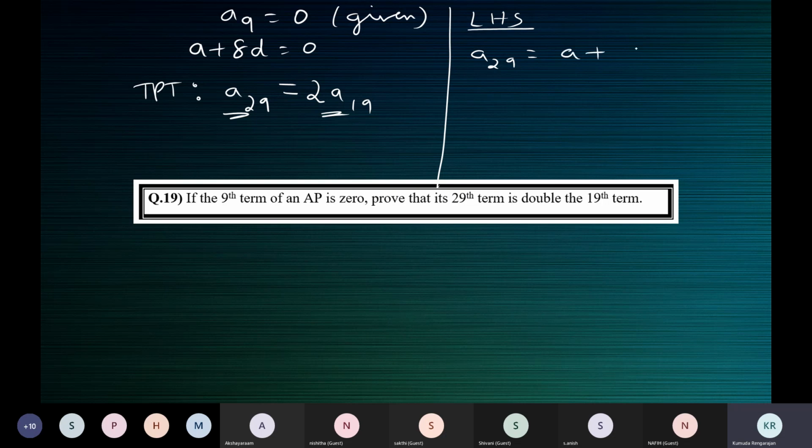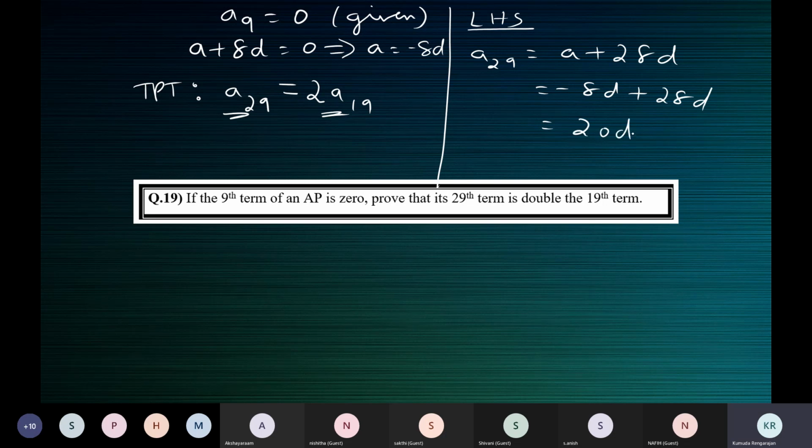So this is A plus 28D. We can do it in many ways, children. From A plus 8D is equal to 0, what do we get? A is equal to minus 8D. So minus 8D plus 28D is 20D.